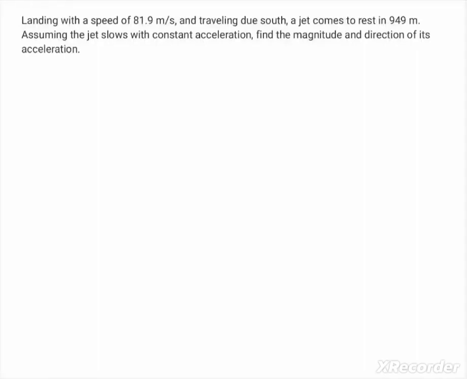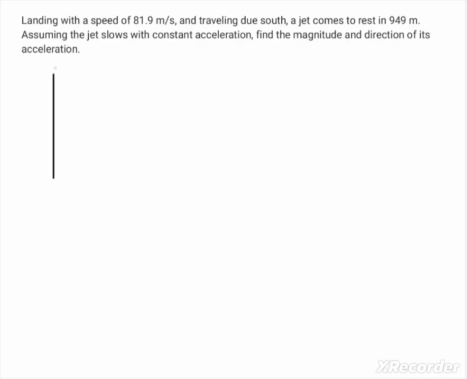Landing with a speed of 81.9 meters per second and traveling due south. The jet comes to rest in 949 meters. Assuming the jet slows with a constant acceleration, we have to find the magnitude and direction of its acceleration. So this jet is traveling due south, meaning from north to south.